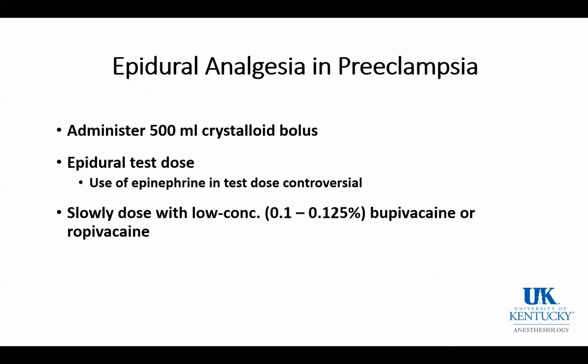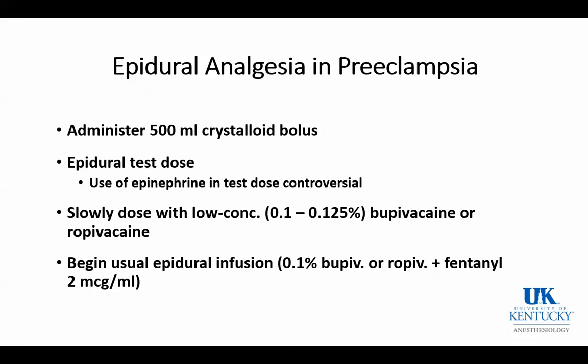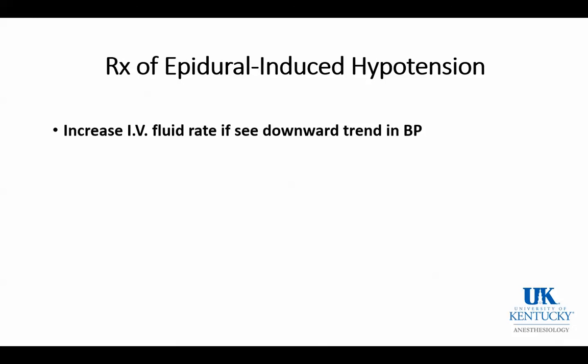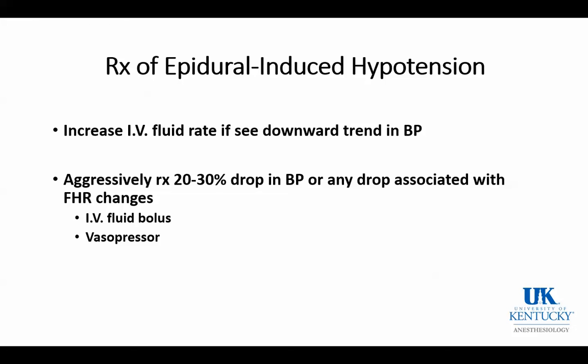I think it's important to watch these patients carefully, maybe a little bit more slowly dose the epidural, still use the same low concentrations of local anesthetic, and then watch blood pressure closely, of course. I'll use the same sort of infusion, but just slowly dose it and watch the blood pressure. If I've only given a 500 cc bolus and I'm starting to see a decline in blood pressure, I might give a little bit more fluid. And then what else am I going to do in terms of treating the hypotension if it develops?